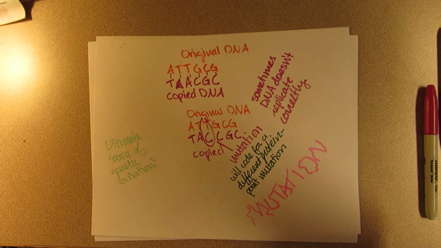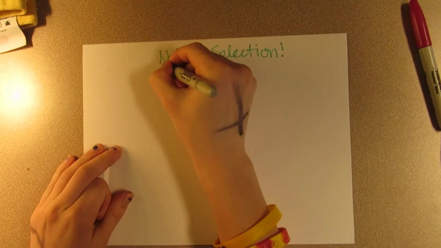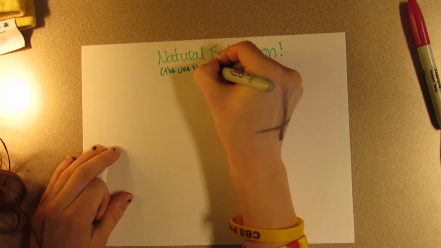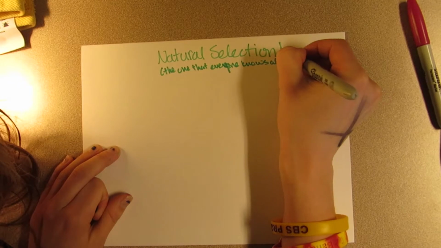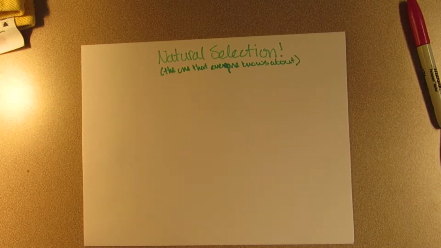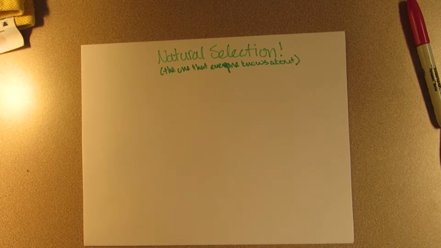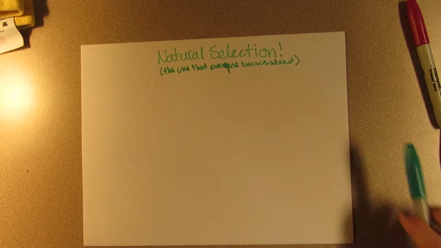The last thing that we're going to go over is natural selection, which is also known as the one that everyone knows about. And because of this, I'm only going to briefly go over what natural selection actually is, and then I'm going to go over more in depth sexual selection, which is a part of natural selection.